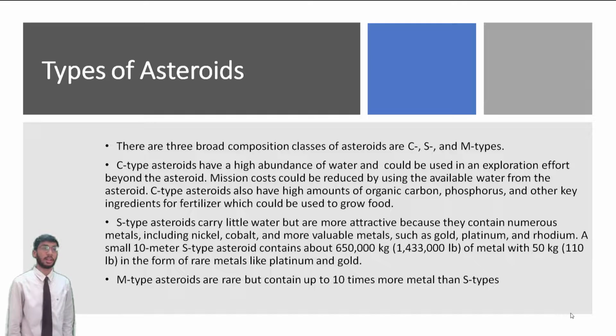S-type asteroids carry little water, but are more attractive because they contain numerous metals, including nickel, cobalt, and more valuable metals such as gold, platinum, and radium. Approximately 70% of asteroids are of this type, making it the second most common after C-type. A small 10-meter S-type asteroid contains about 650 kg of metal and 50 kg of rare metals like platinum and gold. Next, M-type asteroids are very rare but contain up to 10 times more metal than S-type.